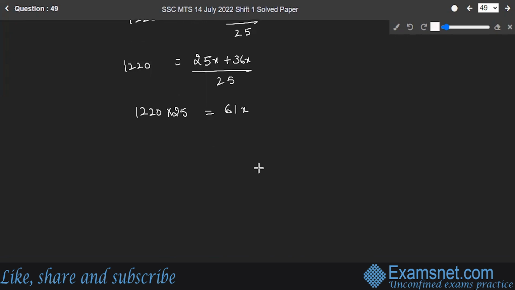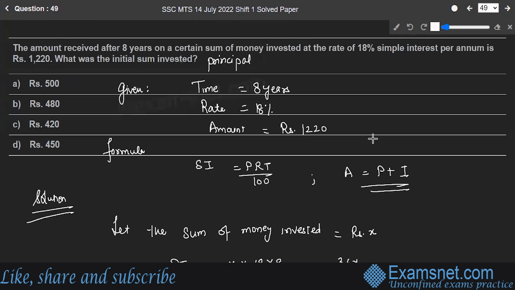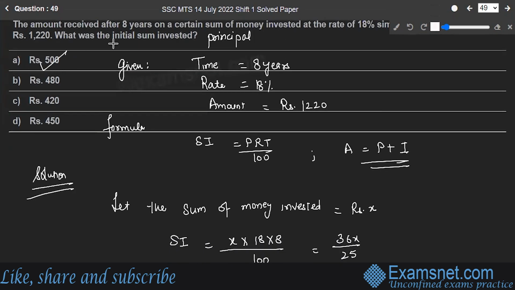Let's go with solving. So x is equal to 1220 into 25 upon 61, which on doing all the calculations, you will receive 500 rupees as the initial amount which was invested. X is equal to 500 rupees, and this is the required answer. So option A is the correct answer to our question. Hope you're clear with this.